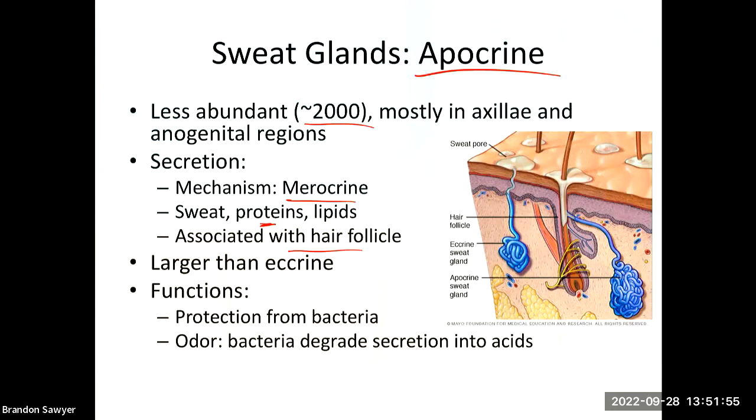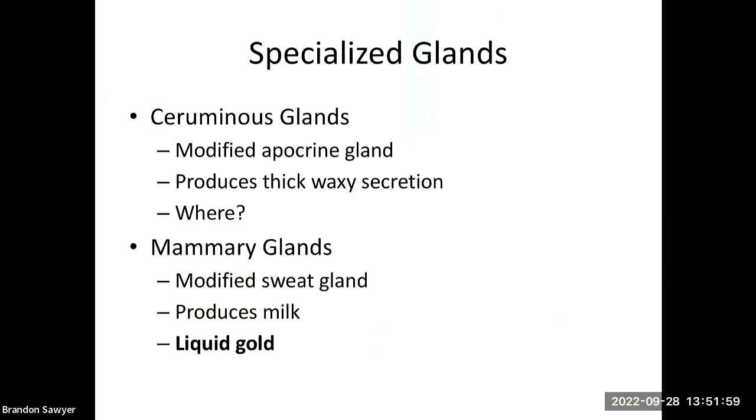And then just a couple specialized glands. The ceruminous glands are a different version of apocrine sweat glands, and they produce a very thick, waxy secretion. Any guesses on where we find those? Ear, exactly. These are what produce earwax in our ear canal. This is helpful for protecting our ear, as well as catching particles, or even insects that might be crawling down our external ear canal.